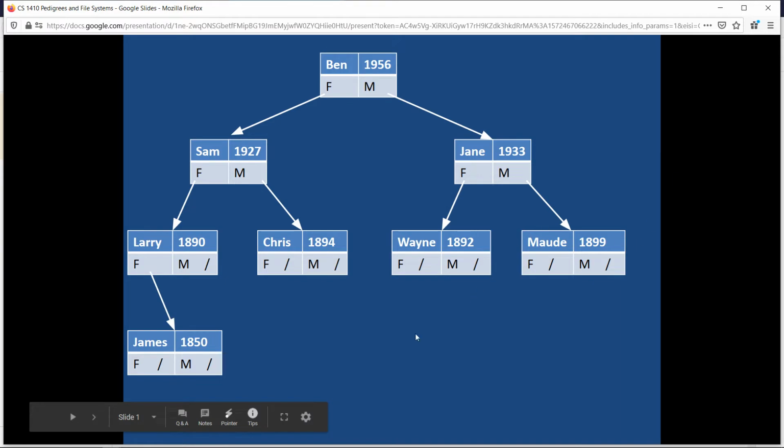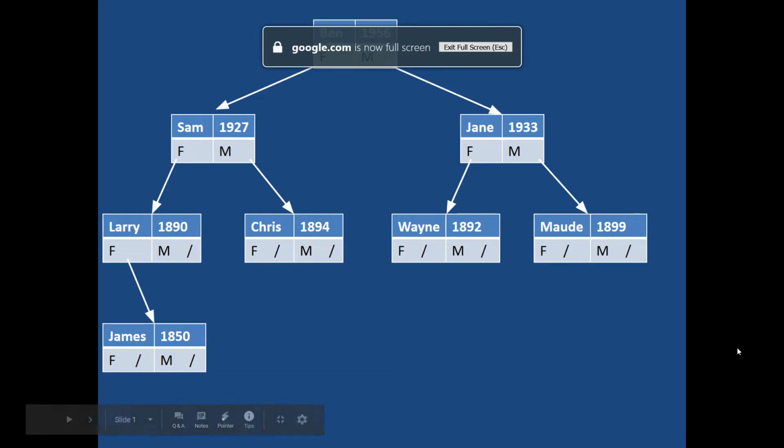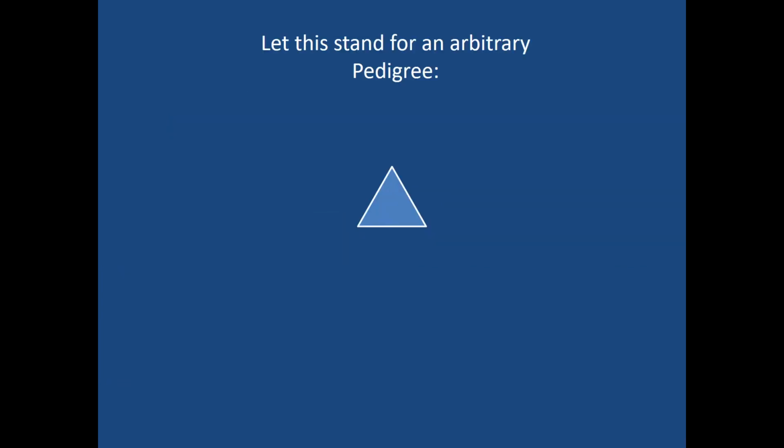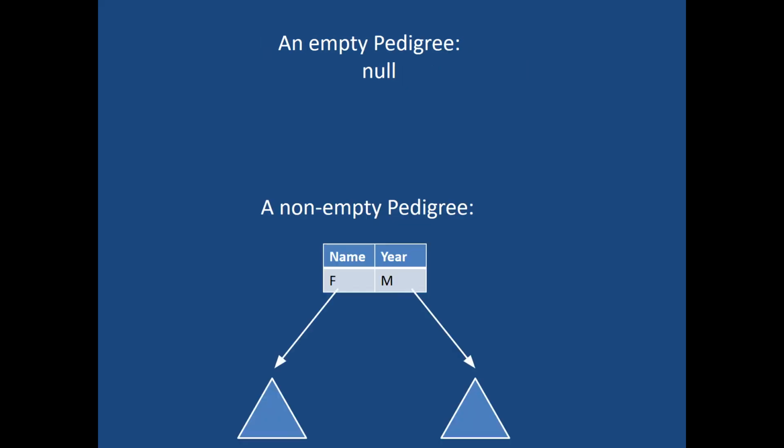Here is the pedigree tree. So that's sort of one in its full glory. We've got some number of people, 8 people, connected depending on who the fathers and mothers are. So we talked about that last time. And we did this last time as well. I said, let's let a triangle stand for an arbitrary pedigree. So there are only 2 kinds of pedigrees. Null is an empty pedigree. So if you don't know anything at all about your mother or your father or some ancestor, then we just represent them with null. We don't know anything about them.